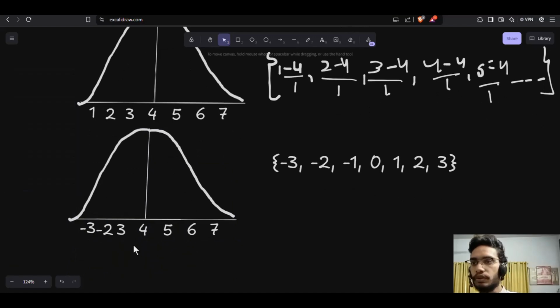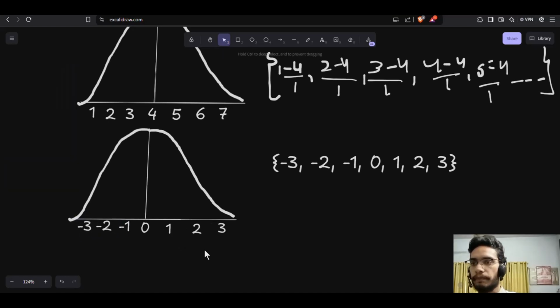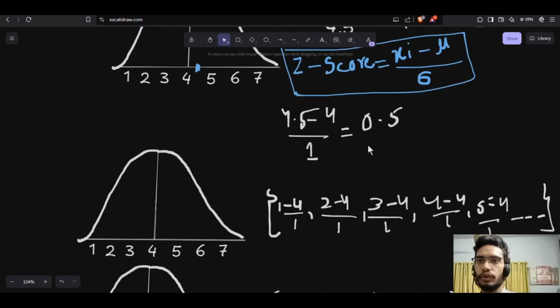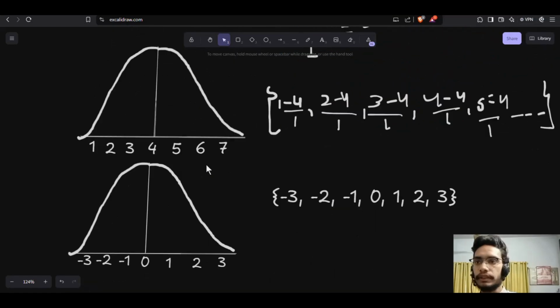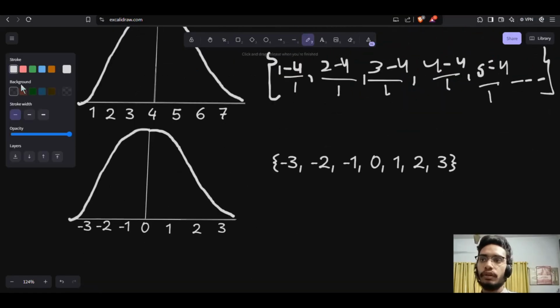This would be minus 2. This would be your minus 1. So after calculating the z-score of each of the values, you will get these values, right? So your initial data is now converted into this, right? When you convert your normal distribution after the z-score, this is your new result.